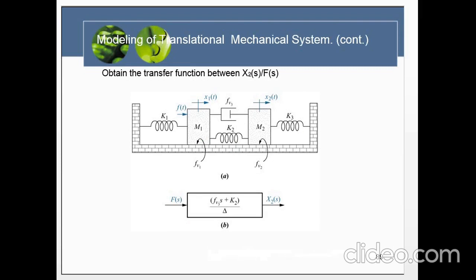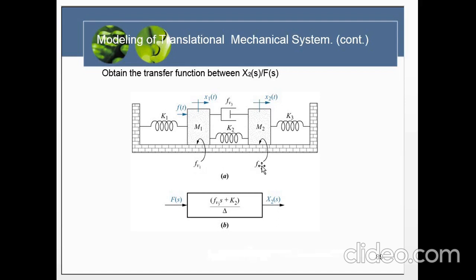Okay, next example: obtain the transfer function between X2(s) and F(s). It is the system. The wall is rigid, no movement. And here M1 with the fluid, there is the friction.